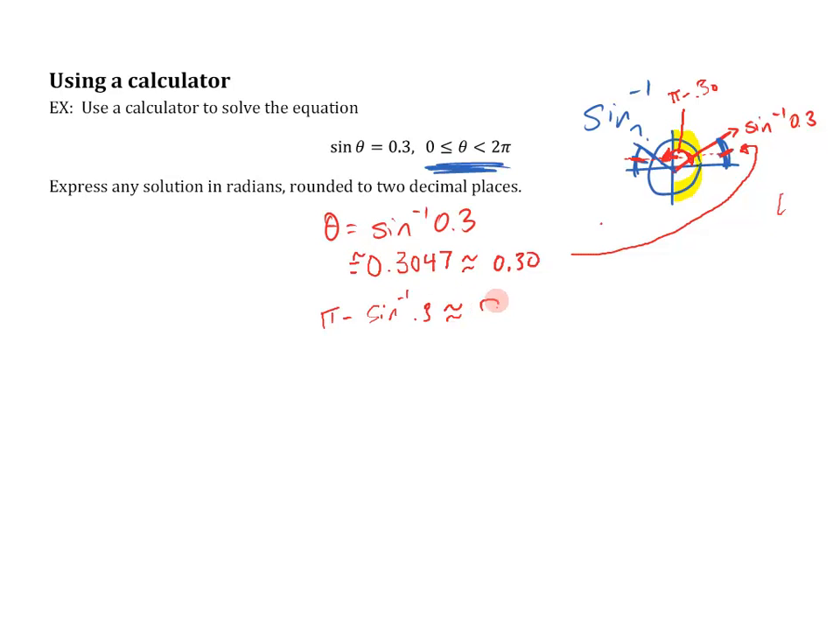let's do pi minus 0.3, enter, gives me 2.84.